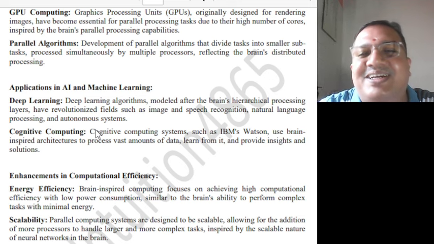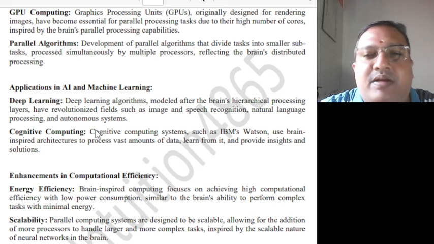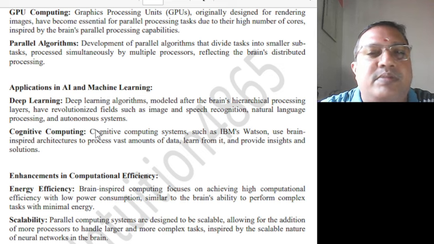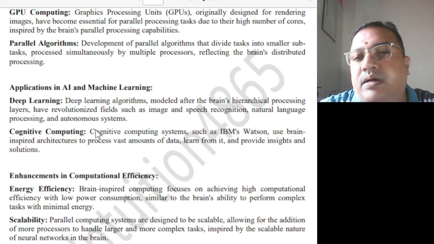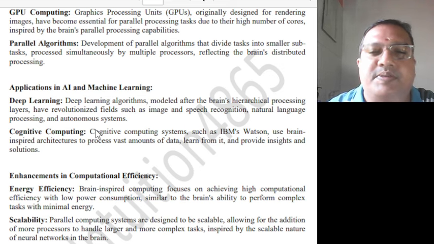The concept is different. Deep learning algorithms are modeled after the brain's hierarchical processing layers, and have revolutionized fields such as image and speech recognition, natural language processing, and autonomous systems. Cognitive computing systems such as IBM Watson use brain-inspired architecture to process vast amounts of data. They learn from it and provide insights and solutions.